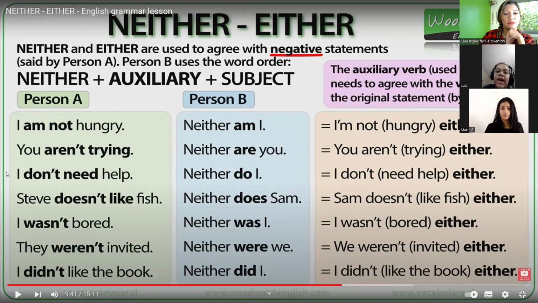Okay. I am not hungry. Neither am I. Neither am I. You aren't trying. No, Luis, it's here. This line here for you, next one is for Mari. A linha inteira para você, a próxima é para Mari. Agora entendi. I'm not hungry either.